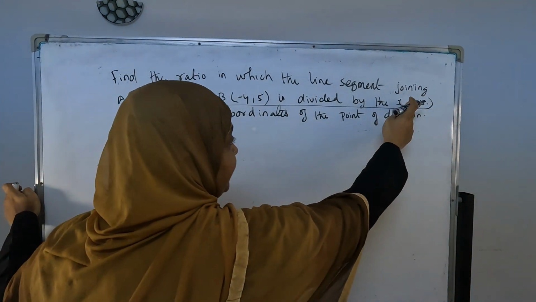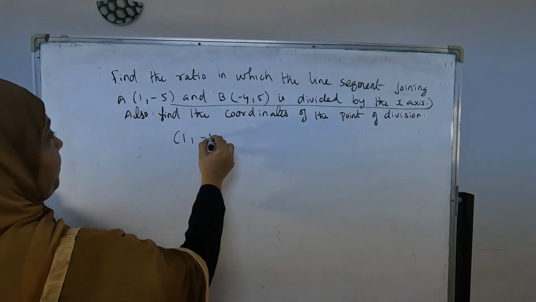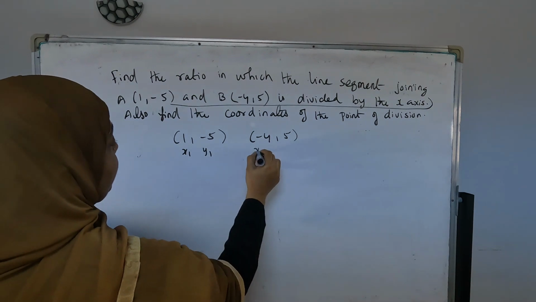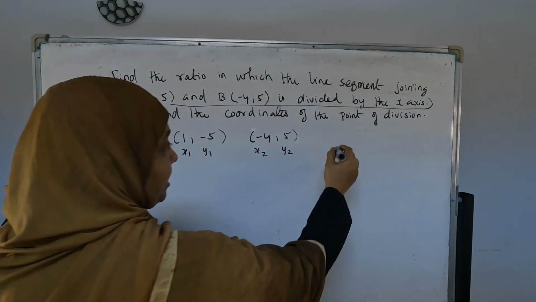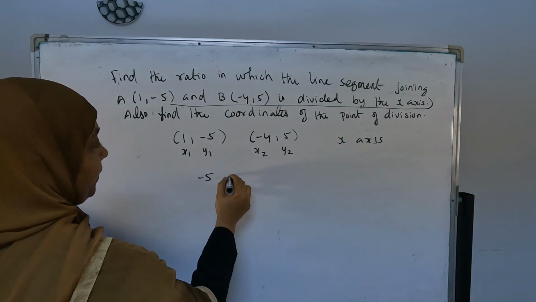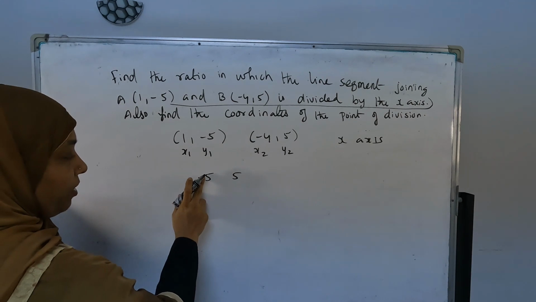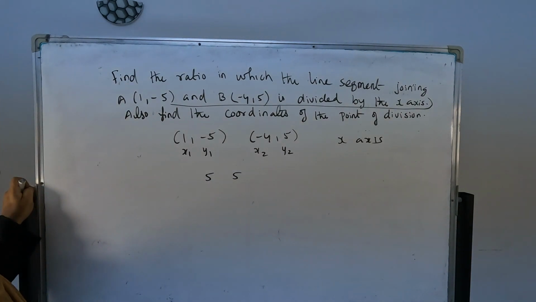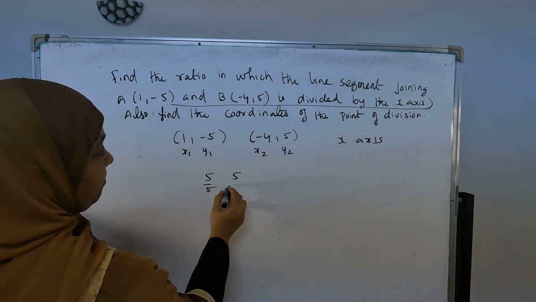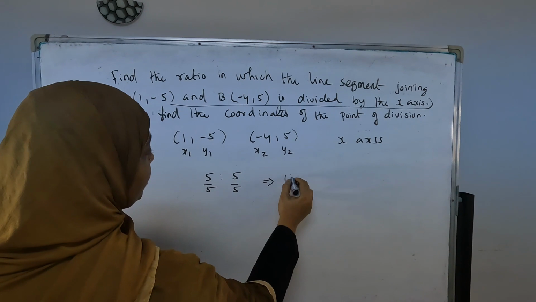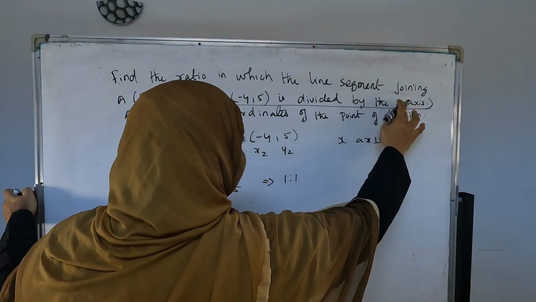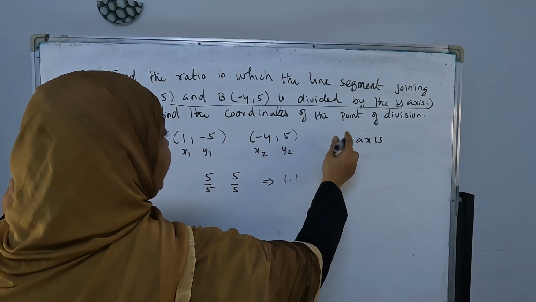So the x-axis is here, means first you write the points. This one is x1, y1, x2, y2. X-axis only, so take the y points. In this one, don't use the sign because a ratio will not be negative, so remove the negative and write. Now both of them divide by 5. That time you will get 1:1. The ratio is 1:1.